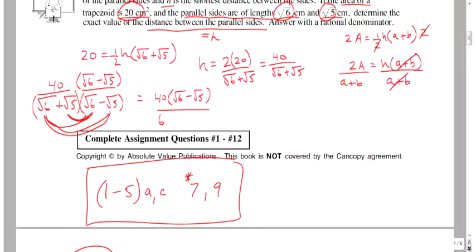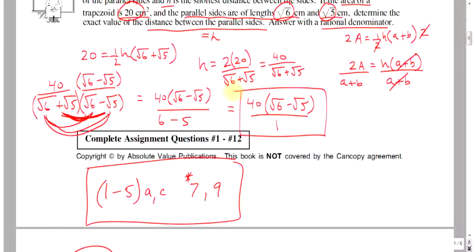Okay. Last is minus plus times a minus. Root 5 times root 5 is 5. Okay? 40 times that over 6 minus 5. Do I have to write the 1? No. Is the denominator rationalized? Yes. Don't even bother multiplying it out. That's 40 root 6 minus 40 root 5, whatever. That's just as nice as what I just said, okay?